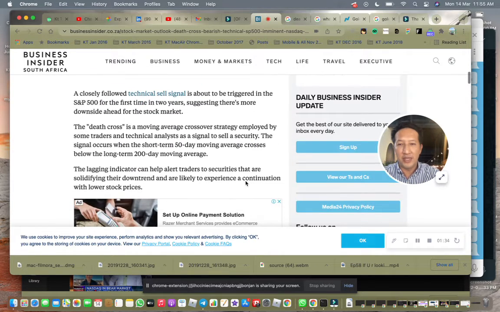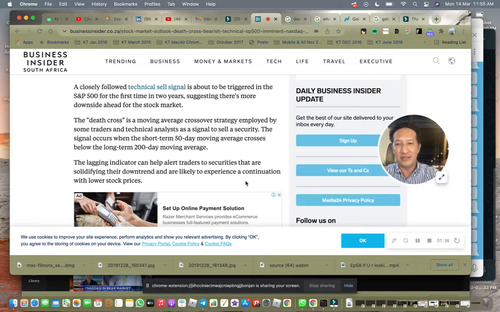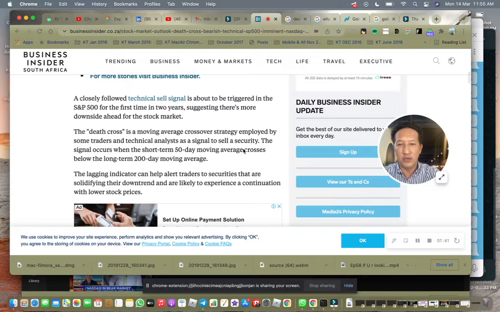Of course, the word itself denotes that death is actually not a good sign for the Nasdaq index. Usually people go for this kind of death cross or golden cross technical analysis on indexes like the S&P 500 and Nasdaq. A closely followed technical sell signal is about to trigger on the S&P 500 for the first time in 2 years, since March 2020. That cross is a moving average crossover employed by some traders in technical analysis as a signal to sell a security.